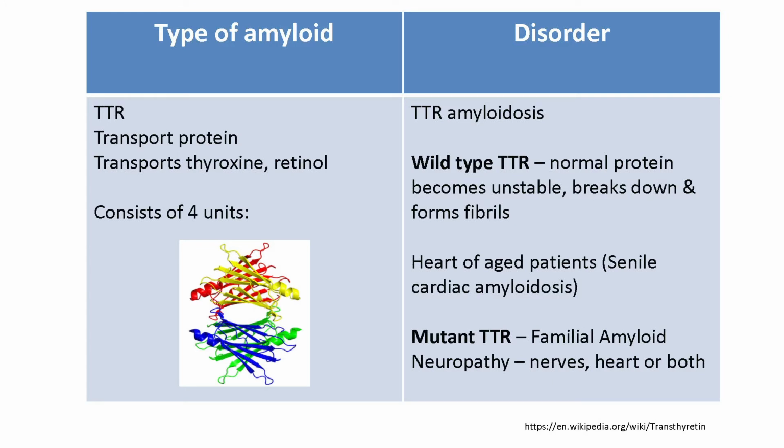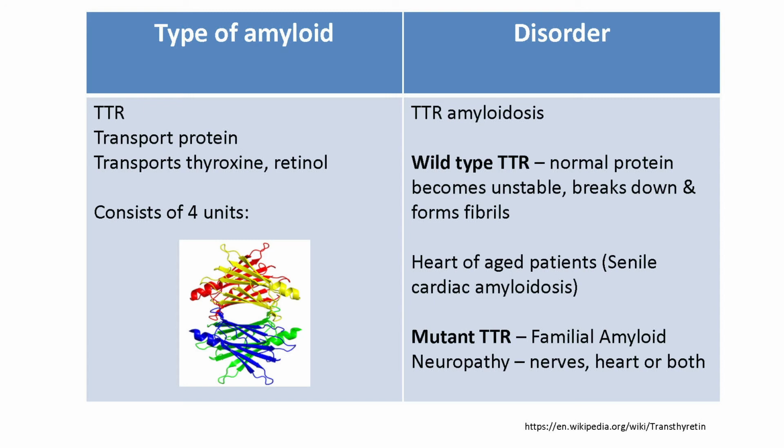So, in transthyretin amyloidosis, the protein that is overexpressed is transthyretin. Transthyretin has physiological functions in the body. It is a transport protein that helps in the transport of thyroxine, which is a thyroid hormone, and it also helps in the transport of retinol, which is vitamin A.